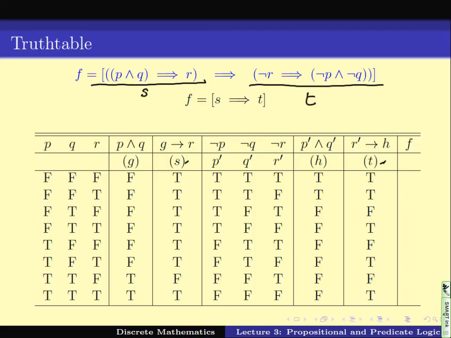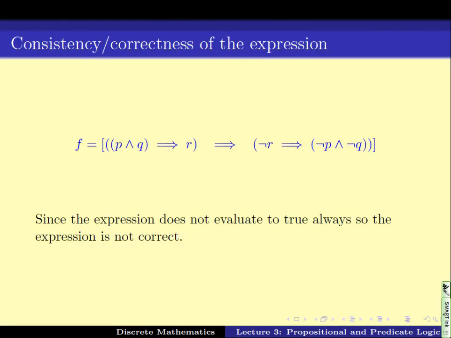Let's see, true implies true, right? True implies true, correct? True implies false, and that is not true, that is false. So in fact, when you write down this whole equation, you realize that the function f evaluates to false in two cases and true in the rest. So since the expression does not evaluate to true always, the expression is not correct.